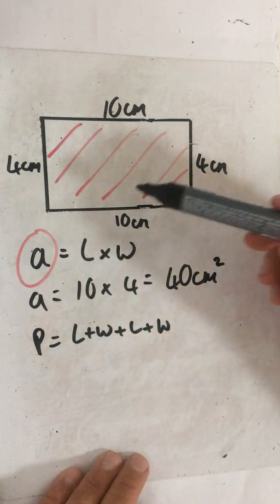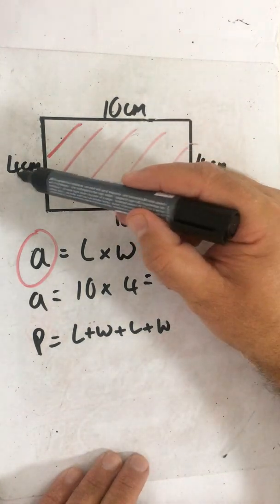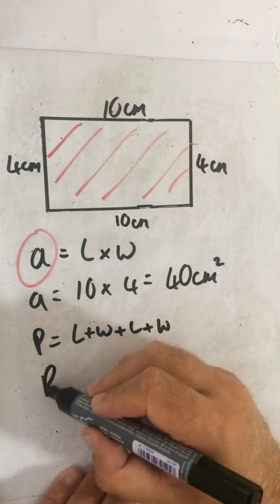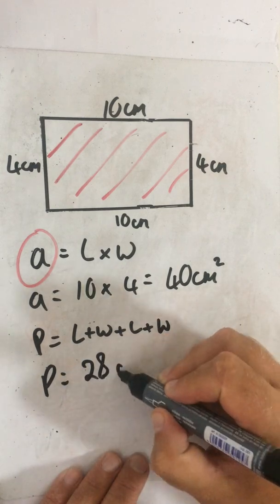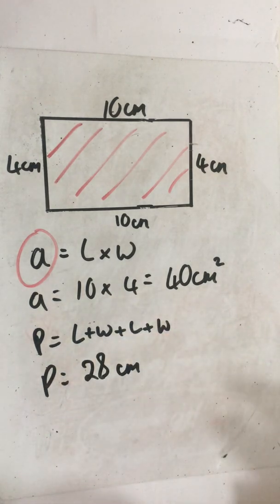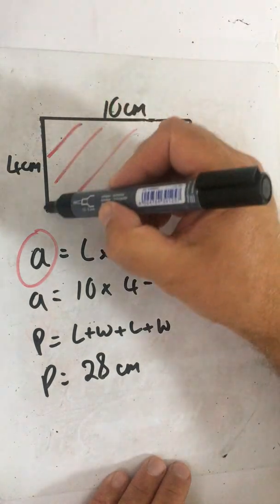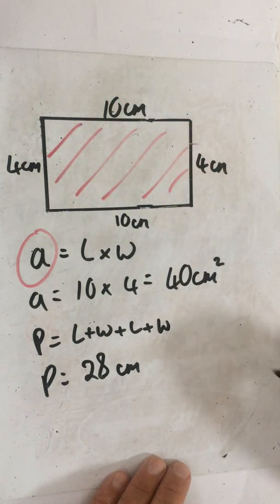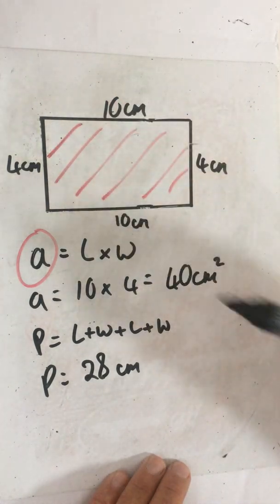So we just add up all the sides, 10, 20, 24, 28. So the perimeter equals 28 centimeters, and we do not put the squared on perimeter. With perimeter, you're adding up the sides, aren't you? Area, you're multiplying the length times the width.